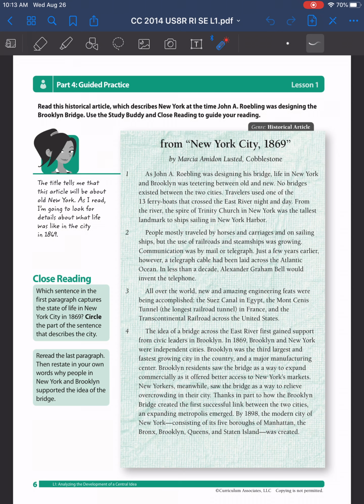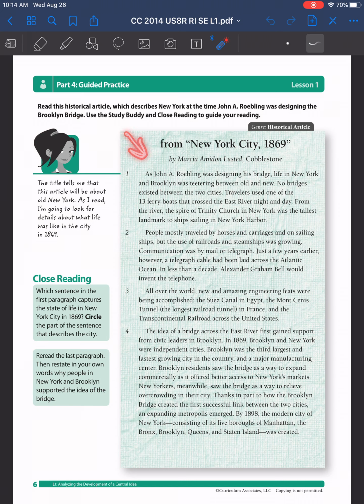The Study Buddy says, the title tells me that this article will be about Old New York. As I read, I'm going to look for details about what life was like in the city in 1869. Close reading: which sentence in the first paragraph captures the state of life in New York City in 1869? Circle the part in the sentence that describes the city. And then the second part says, reread the last paragraph and restate in your own words why people in New York and Brooklyn supported the idea of the bridge. Okay, so it's just nice to have those in your mind. Don't worry about them. We'll go back and reread them.